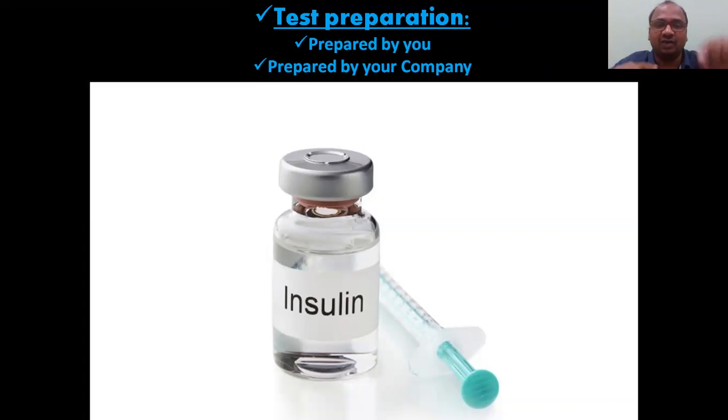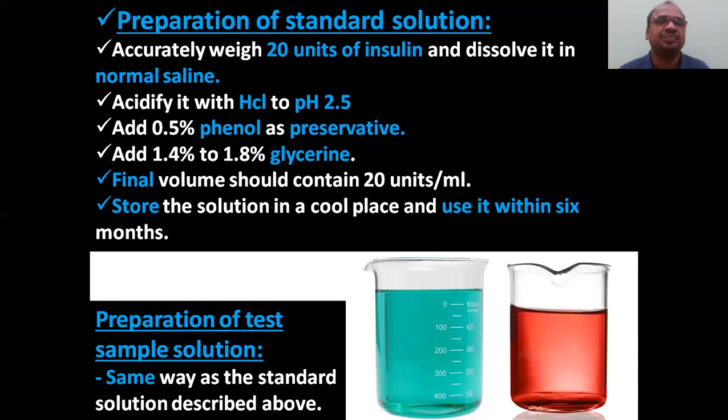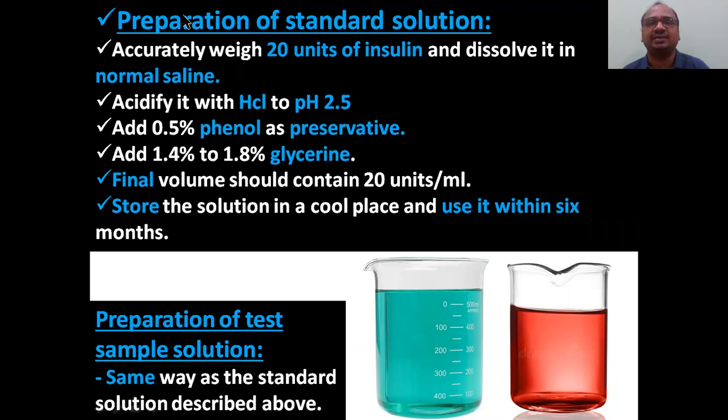Now we are comparing the potency of this insulin, how much is there, either 90%, 95%, or 100%. We compare it with the international standard in the animal, using any suitable method. Now we will prepare the standard solution and the test solution. See here, preparation of the standard solution, and here, preparation of the test sample.